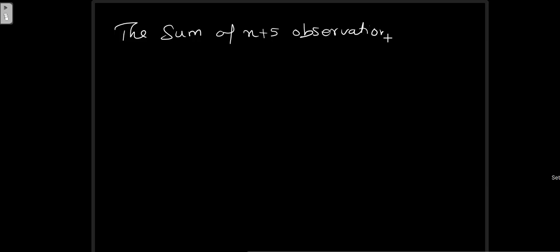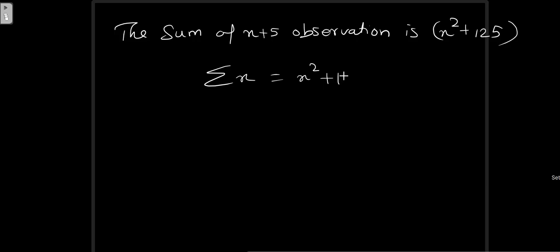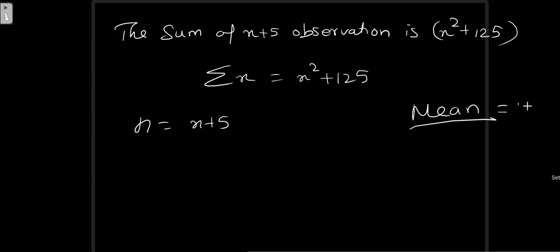So what is the sum? Actually, there is a sum. The sum of x plus 5 observations is x square plus 125. Clear? The sum of this number of observations is x square plus 125. How many numbers? N is equal to x plus 5 numbers.